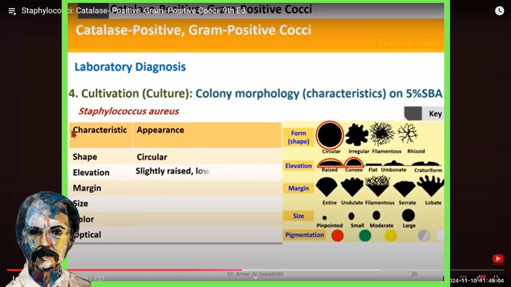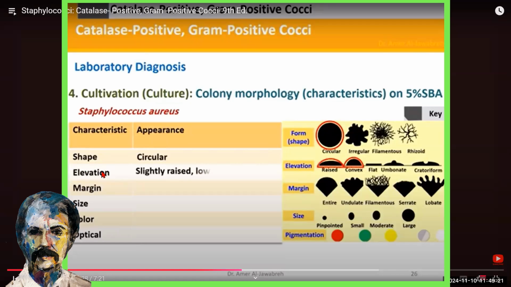So look here. If you remember in the basic micro, we gave you this shape for every bacteria. You have to look at the shape. You have to look at the elevation, high or low. Margin: is the margin like a circle or is it wrinkled?